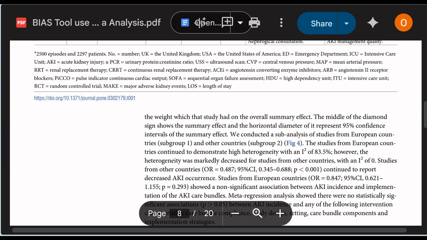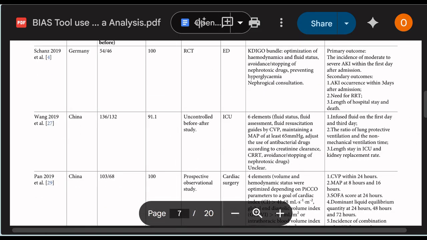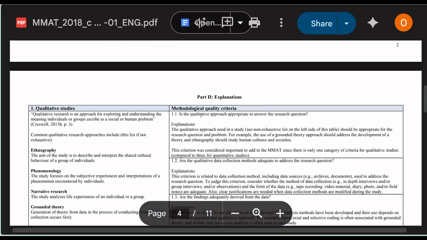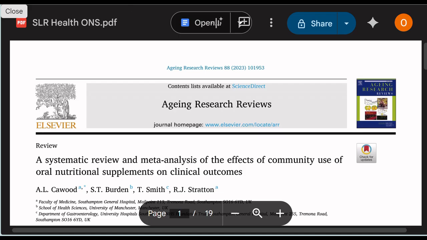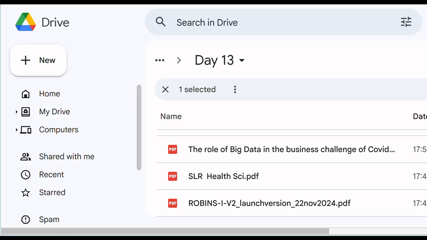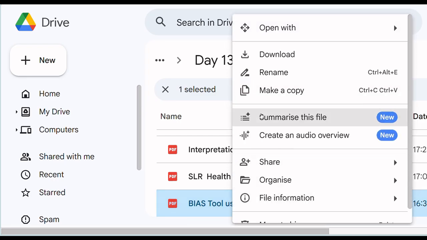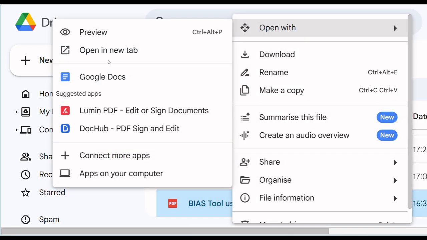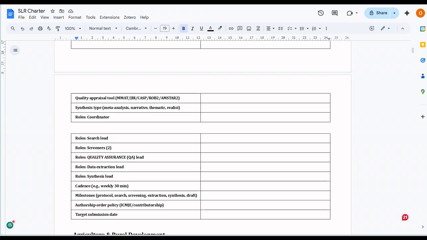Let me see if I have another one. Which one is this? Just a moment. Okay, this is MMAT, the Mixed Methods Appraisal Tool. This is the bias tool. Let me open this. Not this, not this.